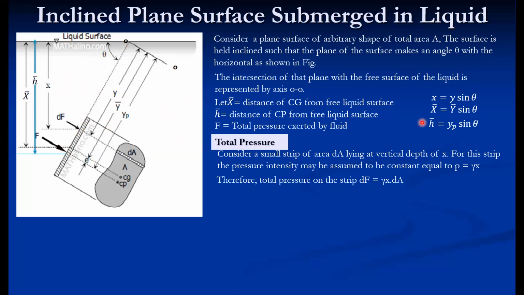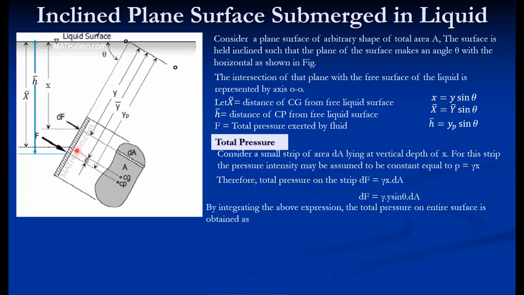Now, the total pressure acting on the strip, dF, is equal to pressure, that is gamma into X, into area which is normal to the surface. So that area is dA. So dF is equal to, instead of X, we can put Y sine theta. So gamma Y sine theta into dA.